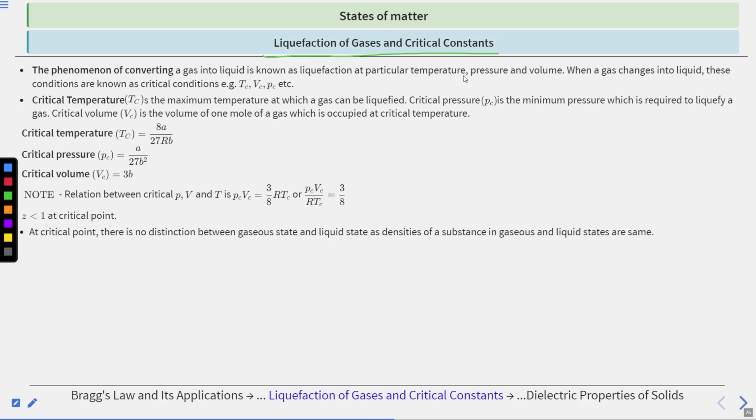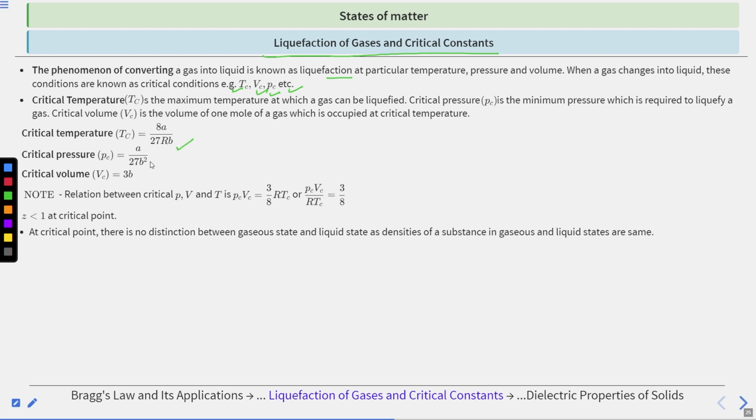Liquefaction of gases and critical constants. The phenomenon of converting a gas into liquid is known as liquefaction at particular temperature, pressure, and volume. When gas changes to liquid, these conditions are known as critical conditions: Tc, Vc, Pc. Critical temperature, written as Tc, is the maximum temperature at which a gas can be liquefied. Critical pressure, written as Pc, is the minimum pressure required to liquefy a gas. And critical volume, Vc, is the volume which 1 mole of gas occupies at critical temperature.